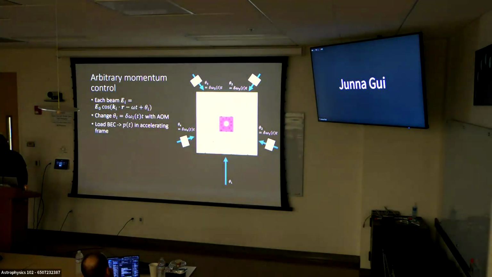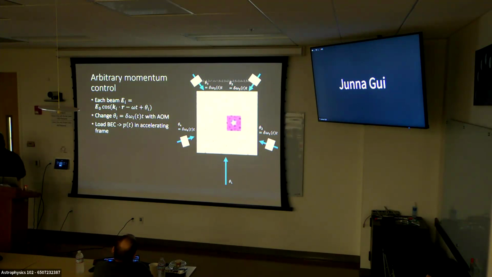I can throw my BEC in there. The fixed BEC moving with the background potential is the same as a fixed potential with a BEC that is a coherent matter wave propagating through the potential. So this is the physics that I'm trying to understand: how does a matter wave propagate through a quasicrystalline background potential?